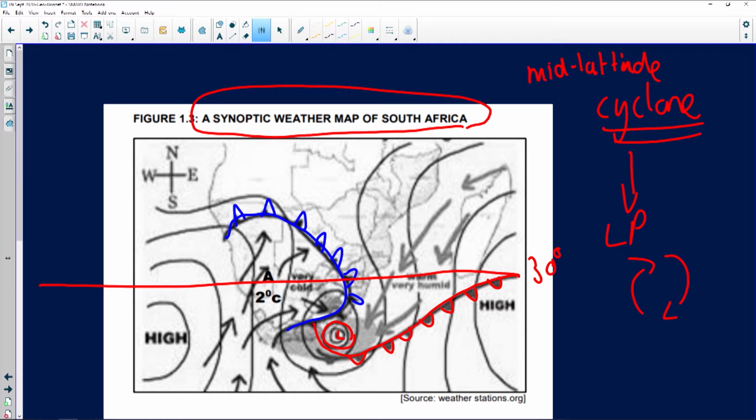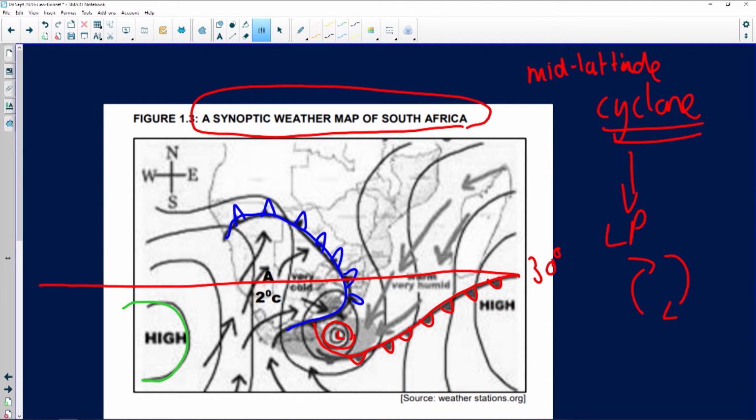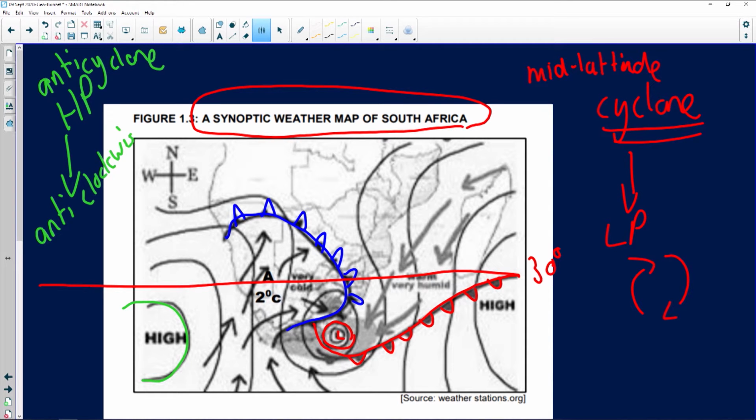Before we continue with the mid-latitude cyclone, pay attention to the following: our anticyclones. What's an anticyclone? The high pressure over here. An anticyclone is a high pressure system, and the circulation of air is anti-clockwise. Now, this high pressure system is quite stationary. There are three high pressure systems that dominate South Africa's climate.